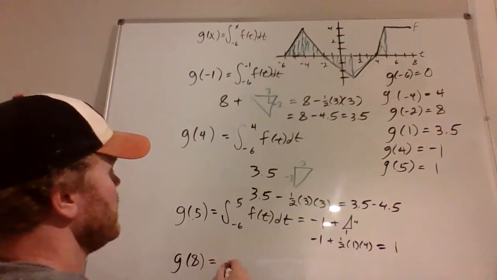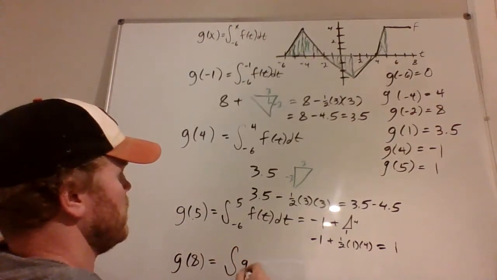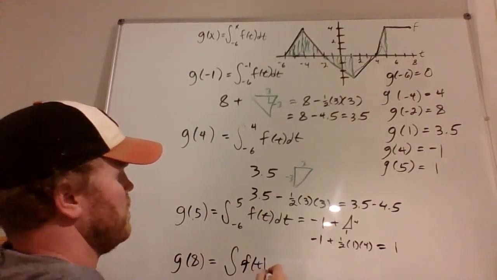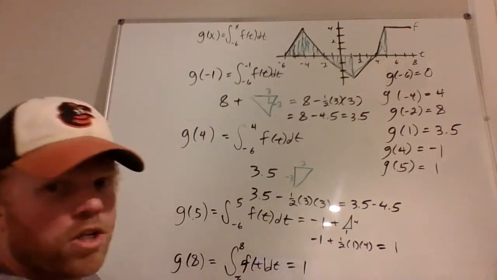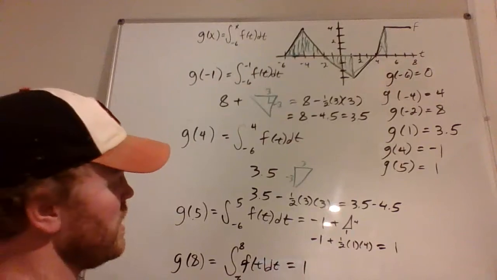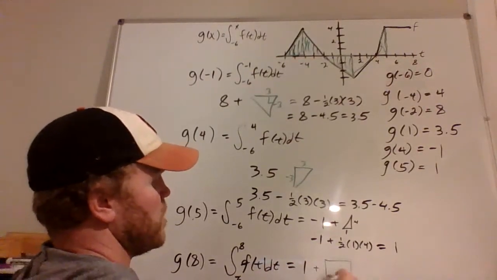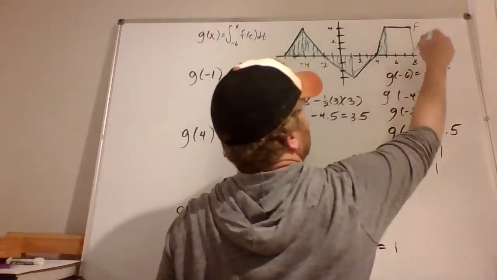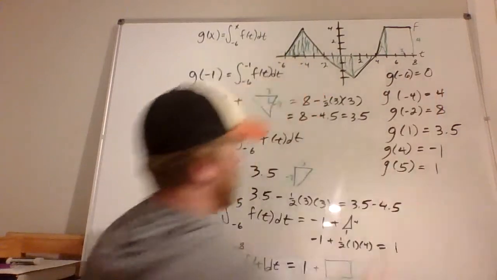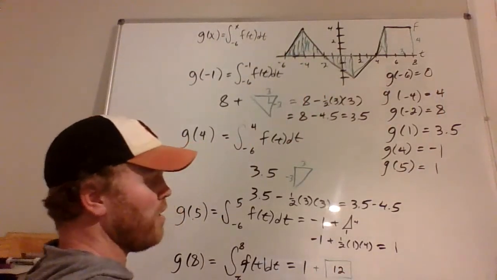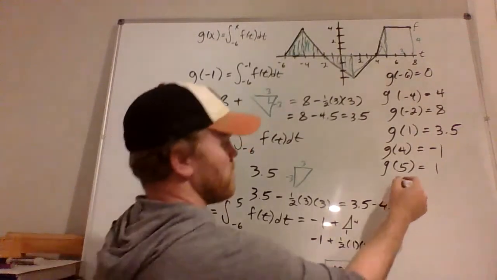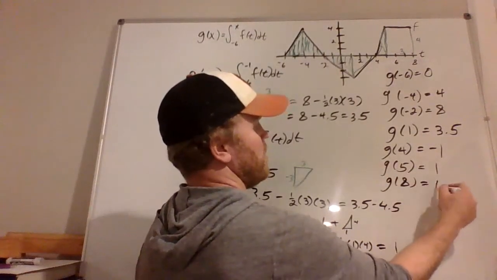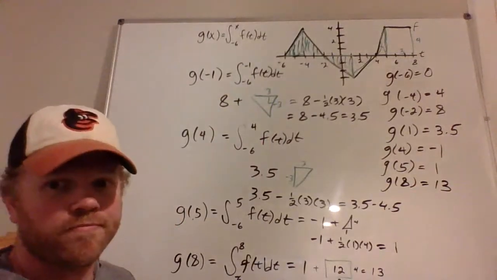And g of 8 is that 1 unit we got, plus an extra big giant rectangle that I think is 3 by 4. So that's plus an extra 12 for that rectangle. So that should be 13. So officially g of 8 winds up being 13.